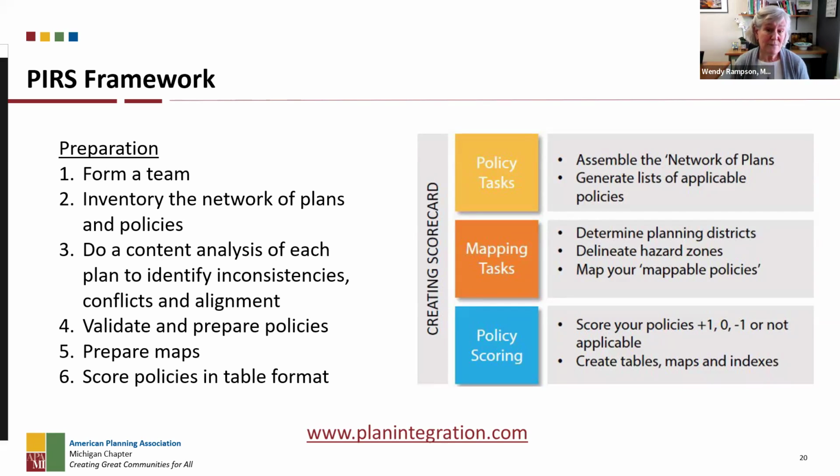Concurrent with the plan inventory, the team creates maps to be cross-referenced with the policy narratives that are identified. So this involves overlapping maps of hazard zones such as floodplains and impervious surface, and overlapping those with the community's planning districts or their census tracts. The data is then all collected between the maps and the narrative, and it's organized in a table format to allow for comparison and scoring. They call this the scorecard.